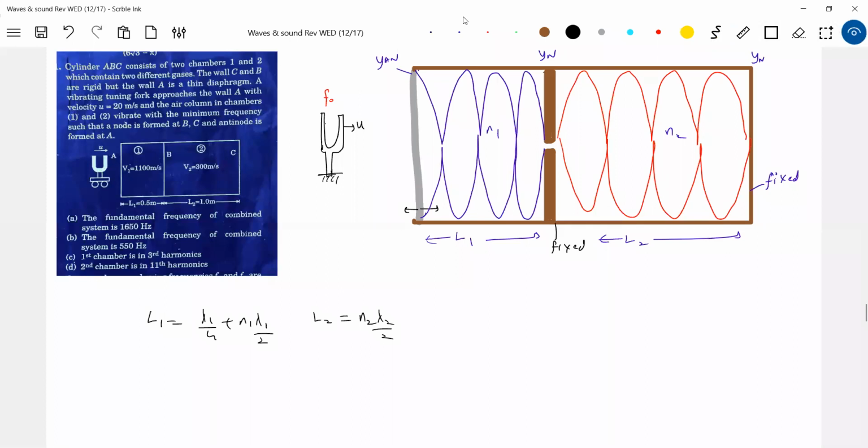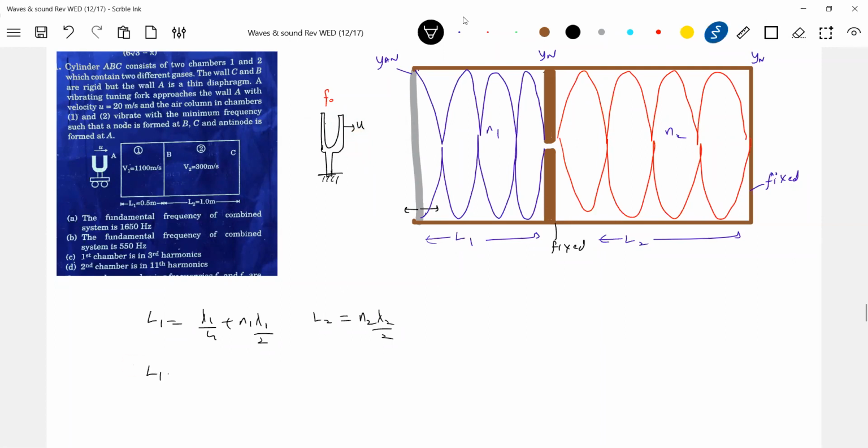If you just move, we don't get a sound wave generated. It should vibrate, then only we get a sound wave. I think I'm right. The prongs should vibrate so that a disturbance will be set up. If the tuning fork just moves, no disturbance will be set up. Maybe you wanted to confuse us through this.